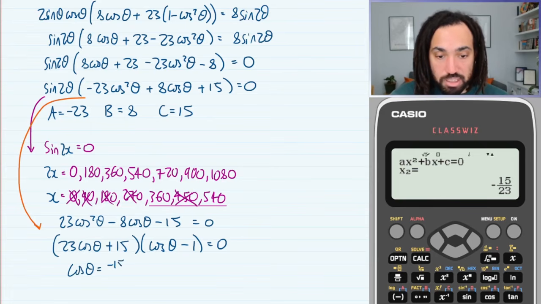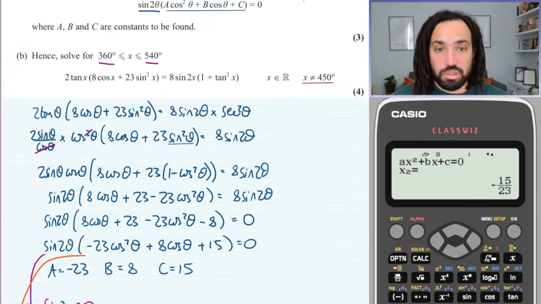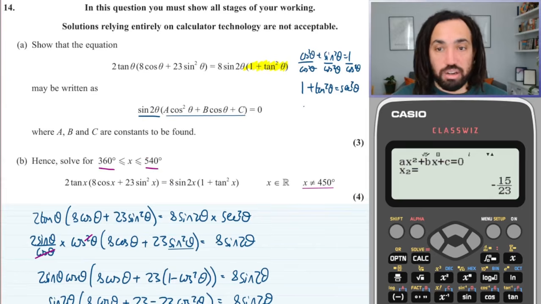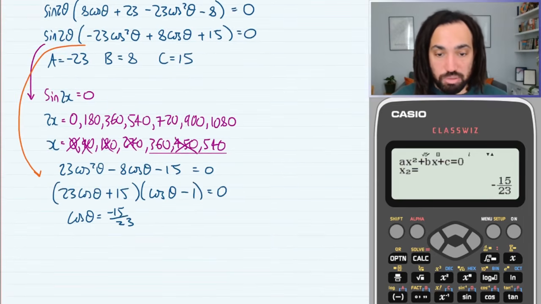And the reason why I'm doing this is because I'm just slightly concerned that it does say make sure that you use calculator technology. So I'm just showing them that I can factorise without the calculator.